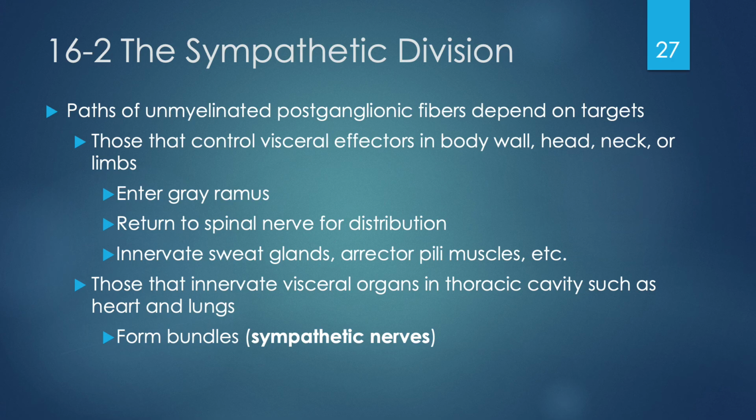Postganglionic fibers that are unmyelinated are going to have pathways that are varied depending upon what the target of this postganglionic fiber is. Those that are going to control things like our visceral effectors and our body wall, head, neck, or limbs are going to enter the gray ramus, but then they'll return back to the spinal nerve for redistribution. So this allows for the innervation of sweat glands, the erector pili muscles, and other things as well. But those unmyelinated postganglionic fibers that are there to innervate visceral organs of the thoracic cavity, like the heart or the lungs, are going to form bundles that are known as the sympathetic nerves.